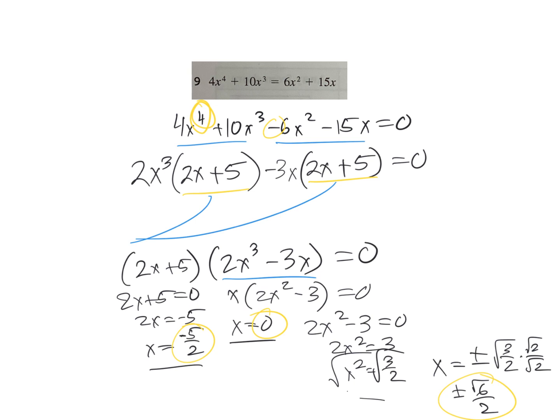Moving on. Well, let's look at the answer here. And as you can see, those are the answers we have. Don't forget that 0 whenever you have an x by itself. All right, let's go on. Number 11.